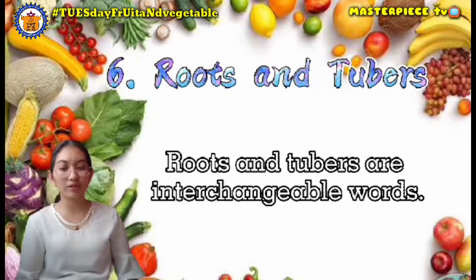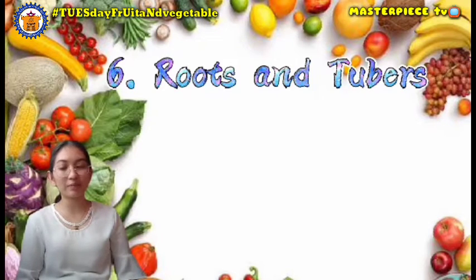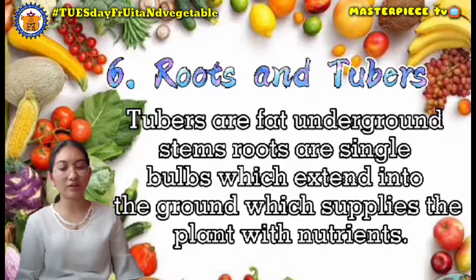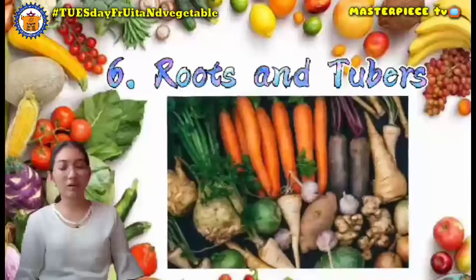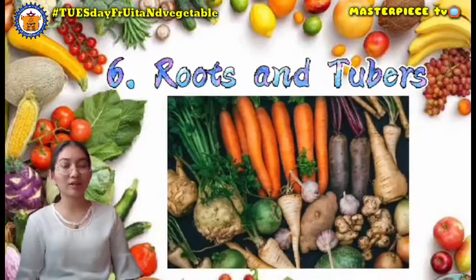Next, we have here roots and tubers. Roots and tubers are interchangeable words. However, scientifically speaking, tubers are fat underground stems while roots are the single bulbs which extend into the ground, which supplies the plant with nutrients. The tubers would be more starchy. For example, of root vegetables are carrots, radish, and onions.